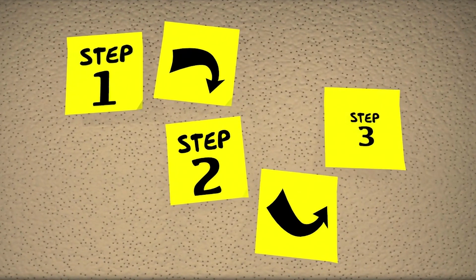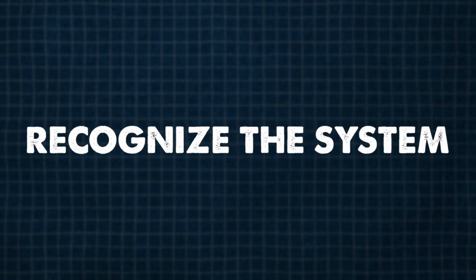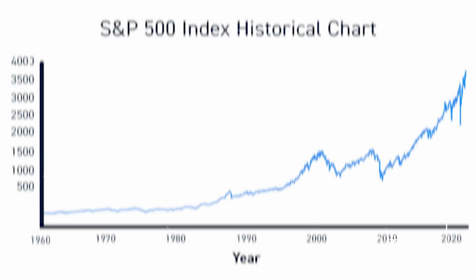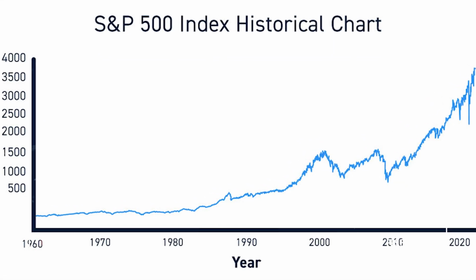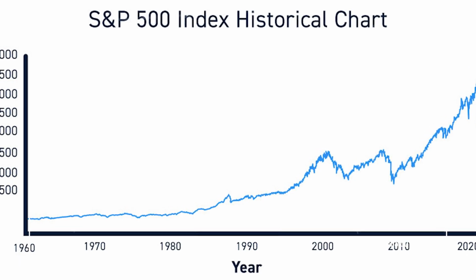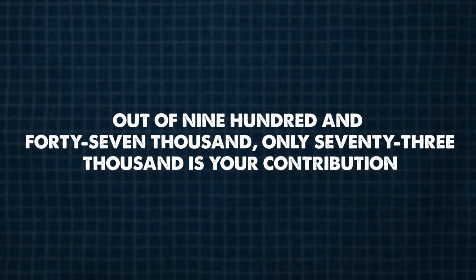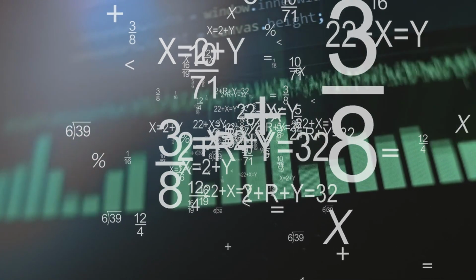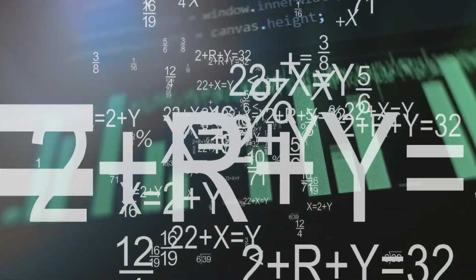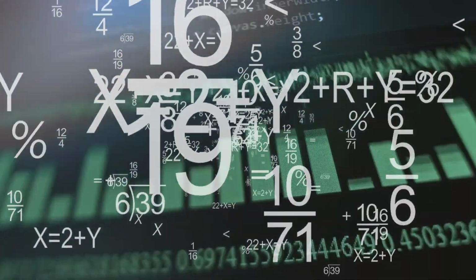Here is your 3-step takeaway. First, recognize the system. The rate that turns $5 a day into $947,000 over 40 years is the long-run total return of the S&P 500. Out of that $947,000, only $73,000 is your contribution. The rest is passive geometric compounding. This is not a strategy. It is mathematics that has worked for 100 years.